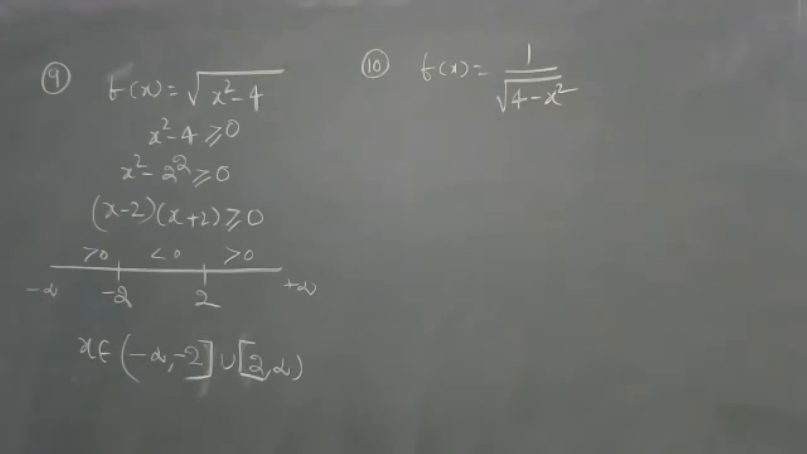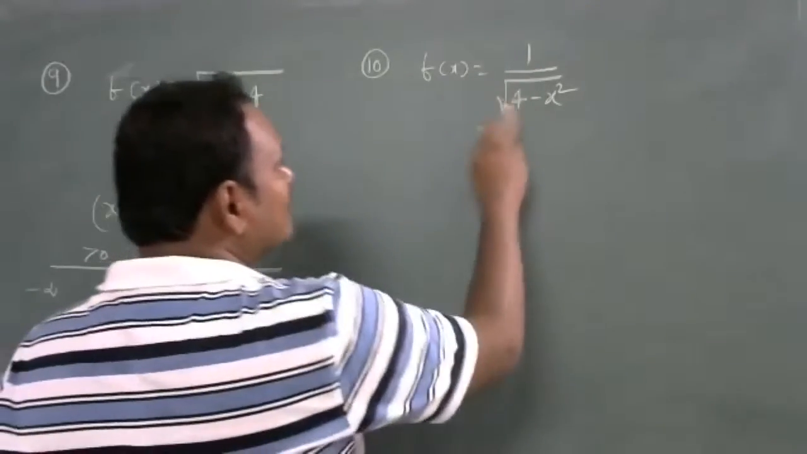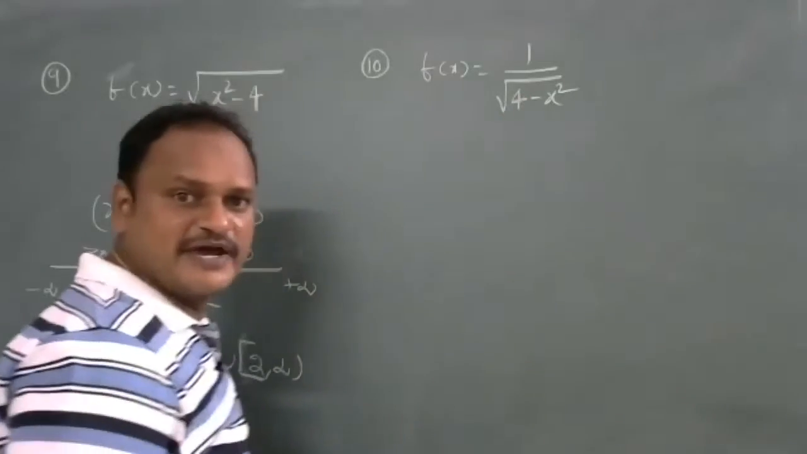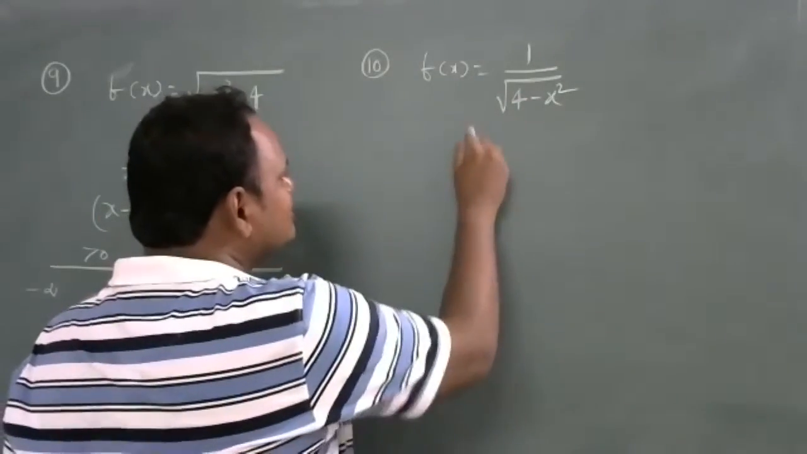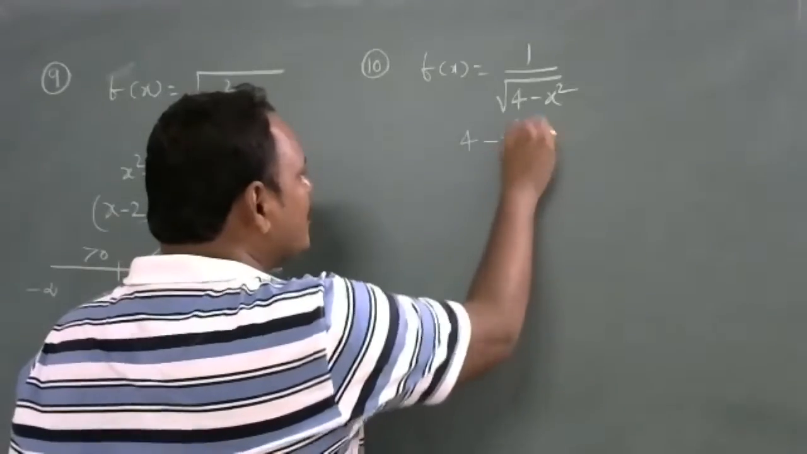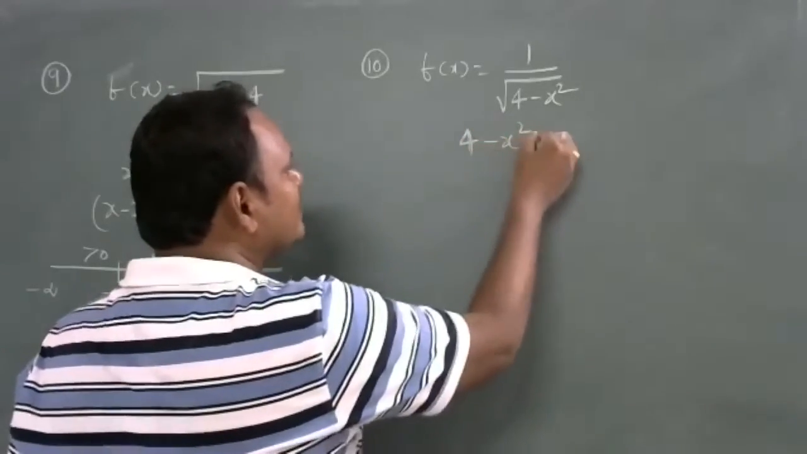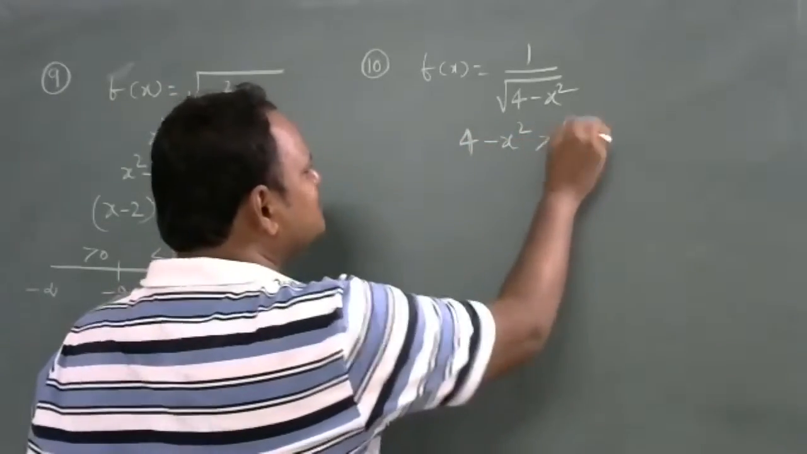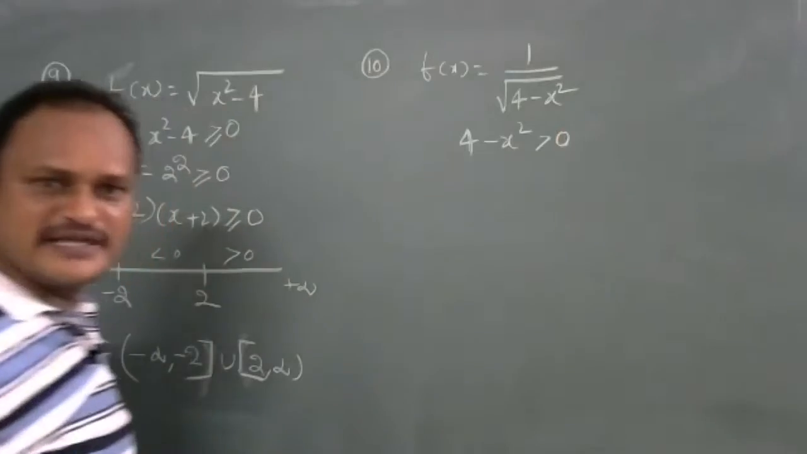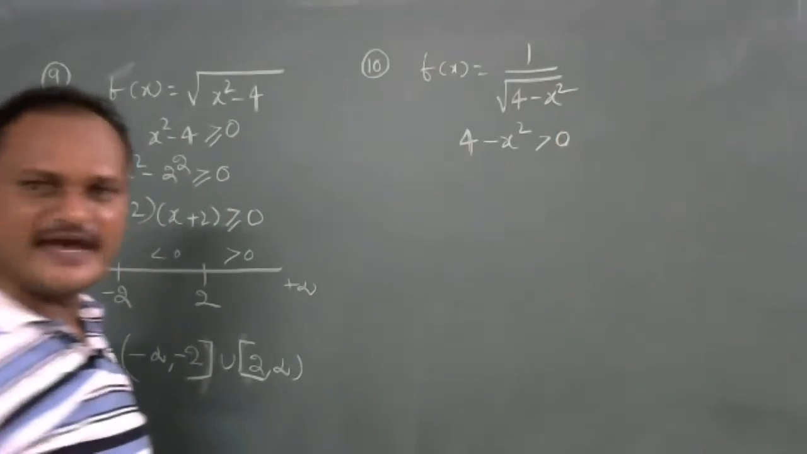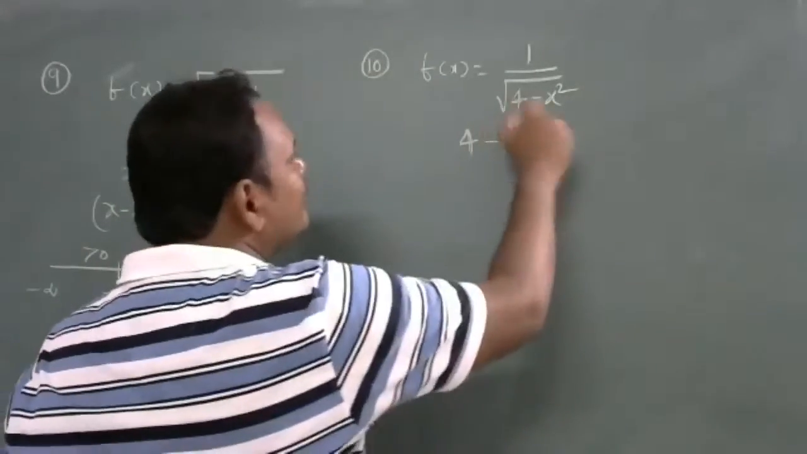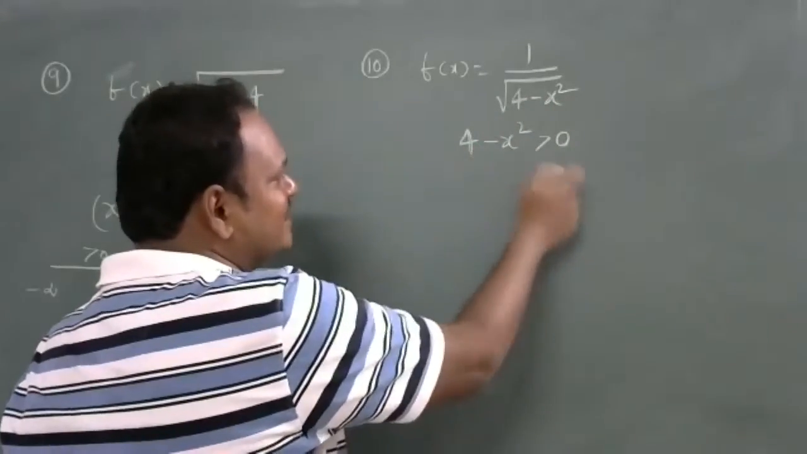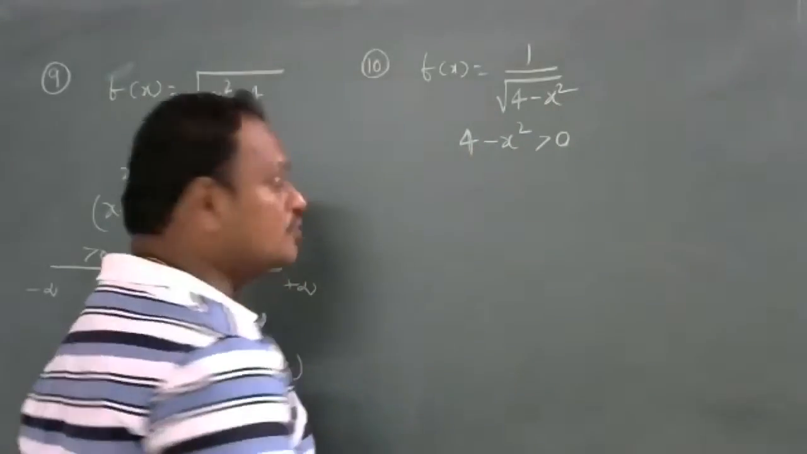Dear students, f of x equal to 1 by square root of 4 minus x square means here it is in the denominator. That means 4 minus x square has to be greater than 0. Why? Because it should not be 0 in the denominator. That's why 4 minus x square is greater than 0.